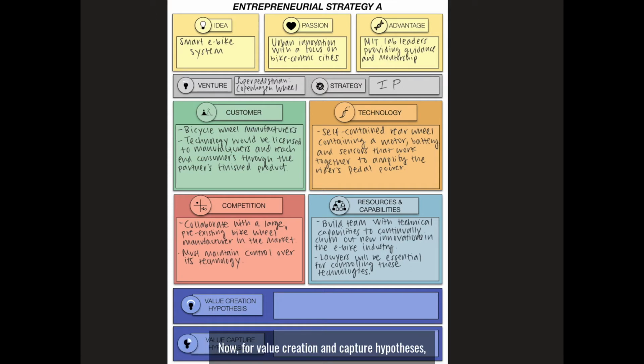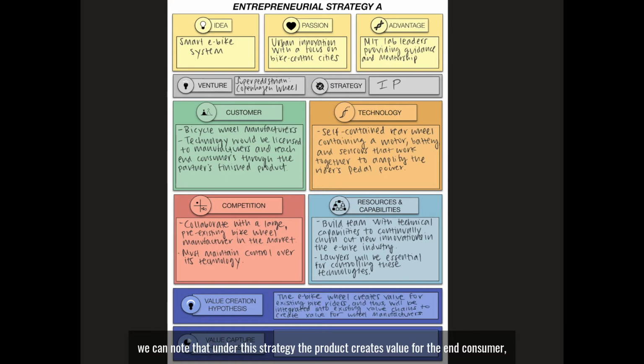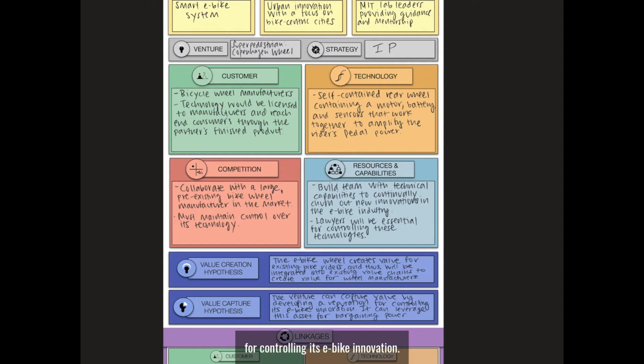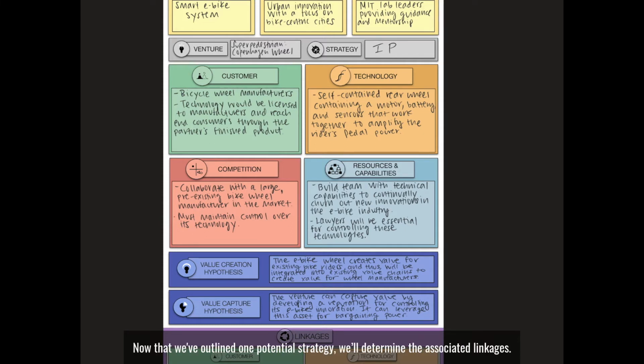Now, for value creation and capture hypotheses, we can note that under this strategy, the product creates value for the end consumer, so in turn, it'll create value for the bike wheel manufacturers who could benefit by offering the product with their name attached to it. And in our last box, we can note that the venture can capture value by developing a reputation for controlling its e-bike innovation. It can collect licensing revenues from its customers, and it can leverage various patents for bargaining power in the industry. Now that we've outlined one potential strategy, we'll determine the associated linkages.